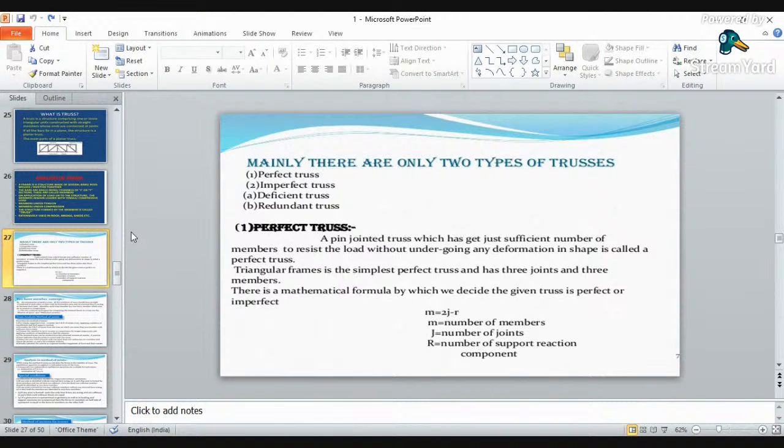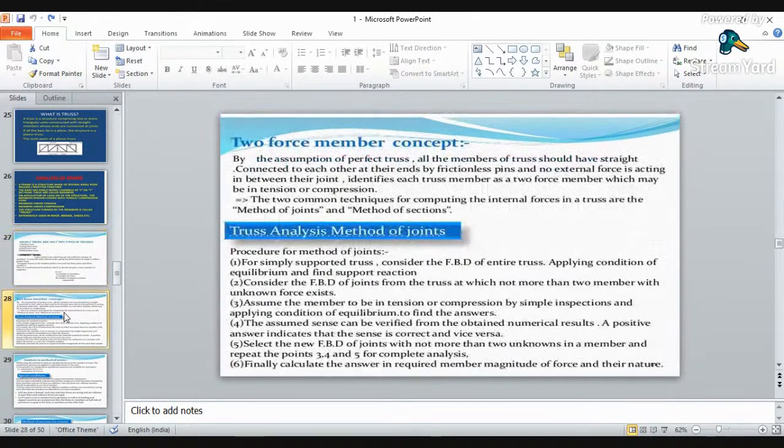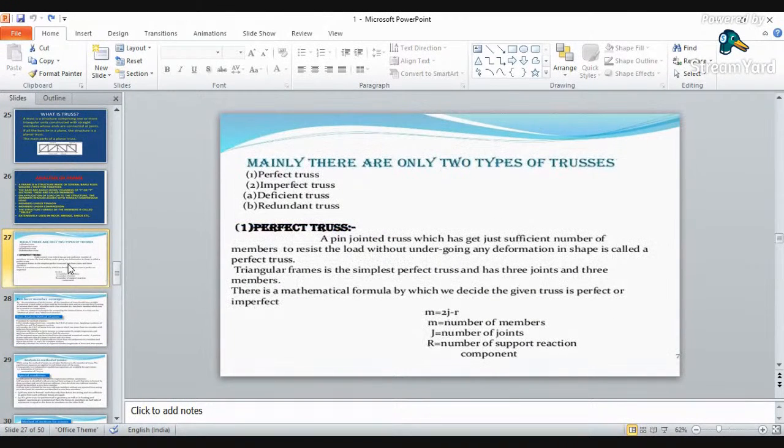And then your truss is called an imperfect truss if this condition is not satisfied. That is, if your number of members is not equal to 2j minus r, then your truss is called an imperfect truss. Then imperfect trusses are again classified into two types: deficient and redundant.